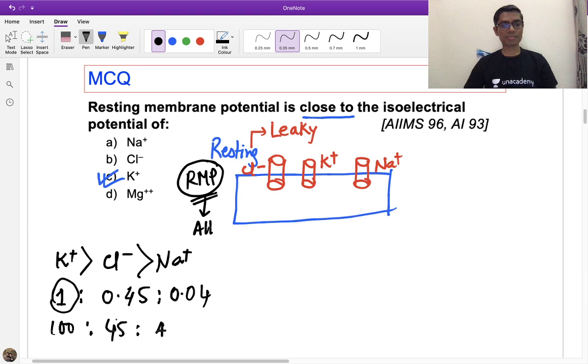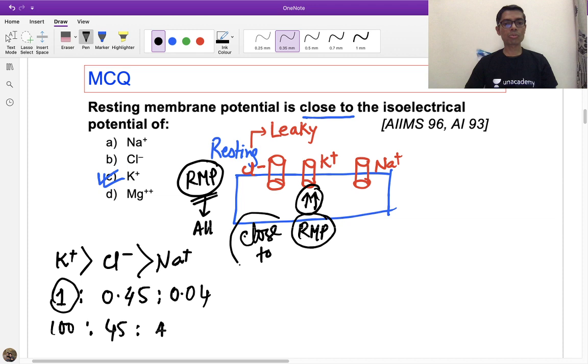So I can easily understand that RMP is mainly contributed by which ion? Potassium ion or potassium channel. Although the RMP is contributed by all these three ions, it will be close to the potassium equilibrium potential. Please remember, sodium will try to drag the RMP towards its equilibrium potential, and chloride will try to drag the RMP towards its equilibrium potential, but it is mainly close to potassium because potassium ion permeability is maximum in resting condition.